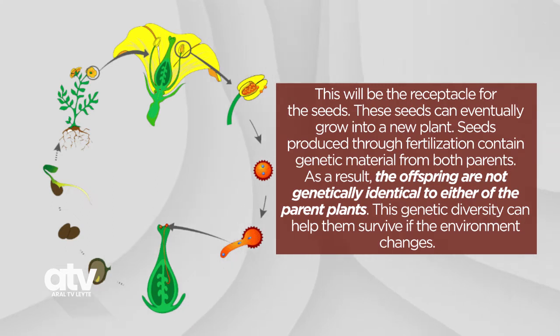Seeds produced through fertilization contain genetic material from both parents. As a result, the offspring are not genetically identical to either of the parent plants. This genetic diversity can help them survive if the environment changes.